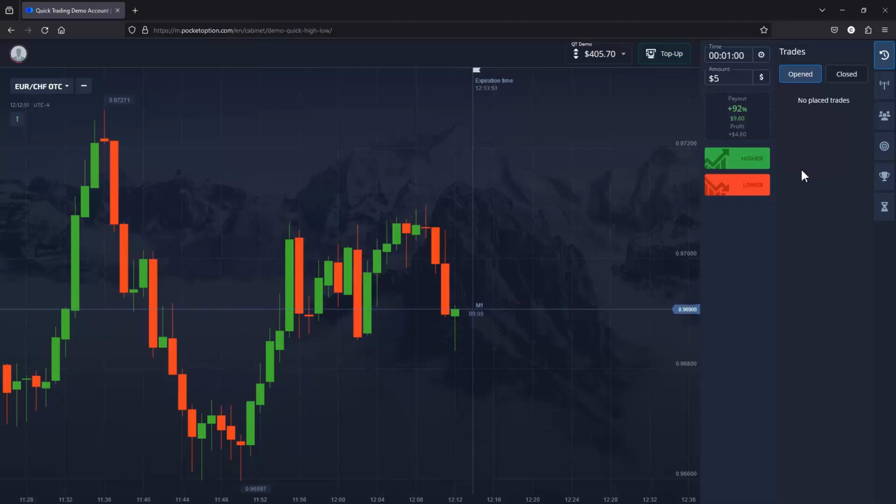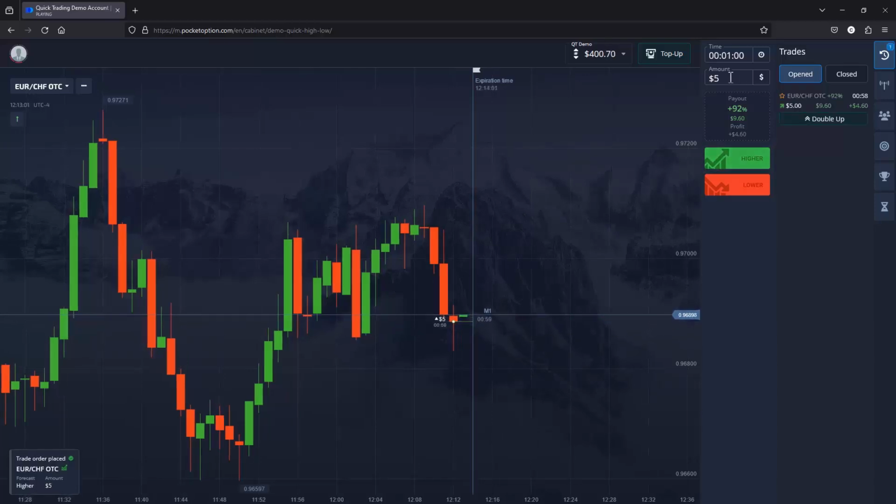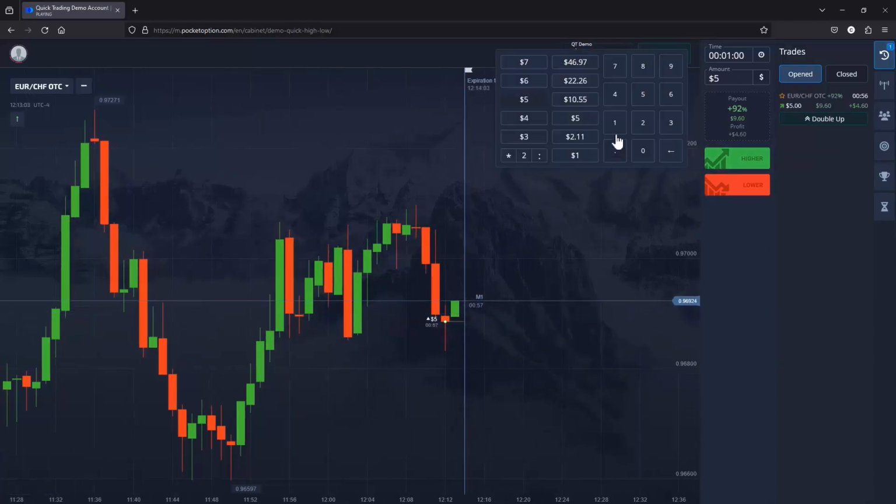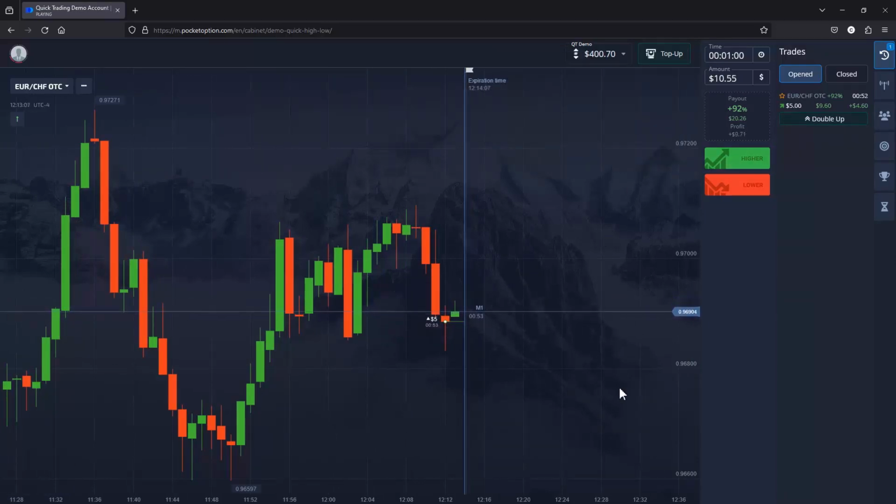Ten seconds left to the candle closing time. My mouse over higher option. Okay, let's go. I just entered the first trade and I'm gonna readjust the amount for the next one. $10.55.